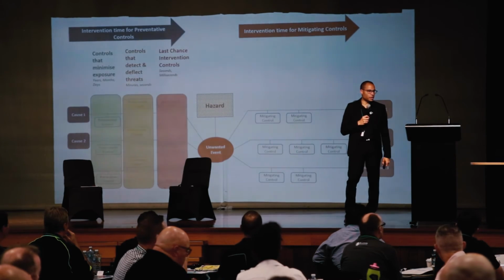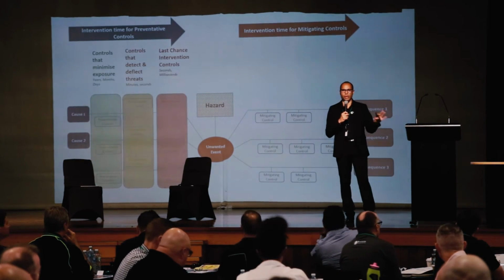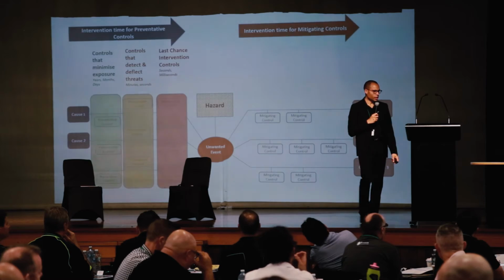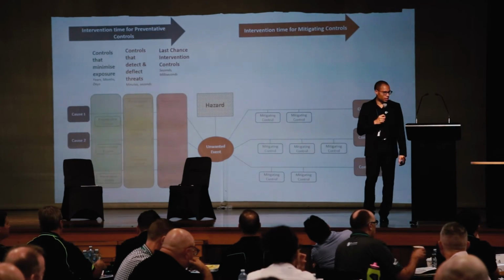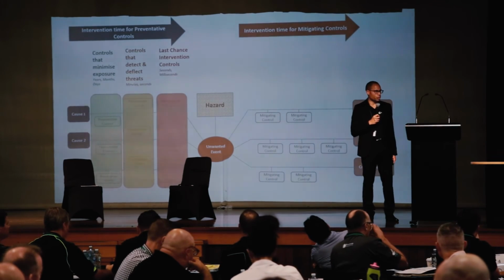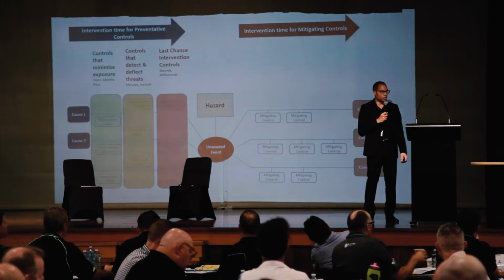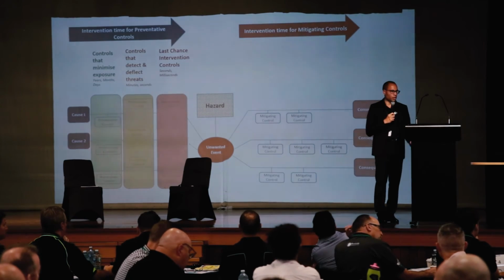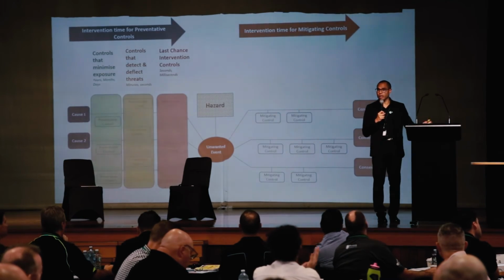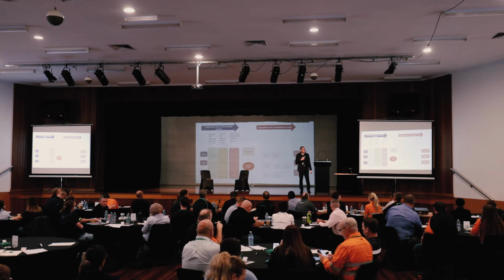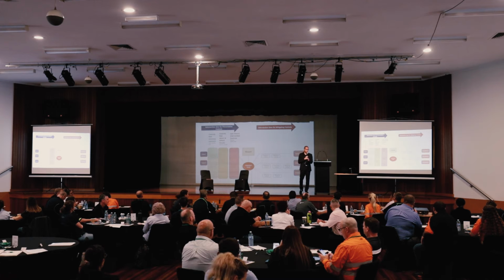So if you dive into that deeper and look underneath that blue arrow on the preventative side, there are some ideas in this model. The green is controls that minimise exposure. That could be years, months, days out from an event. In the middle, we've got controls that detect and deflect, so minutes or seconds. And then we've got those controls which are your last chance things, which could be seconds and milliseconds.